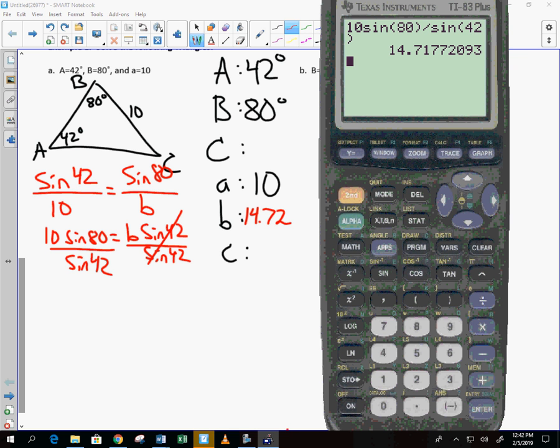Can we find angle C? How? We just know that all the angles add up to 180. Subtract the 80 off, I get 100. Subtract 42 off, and I get 58.